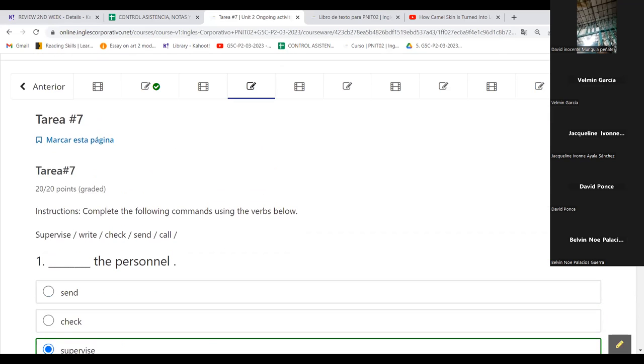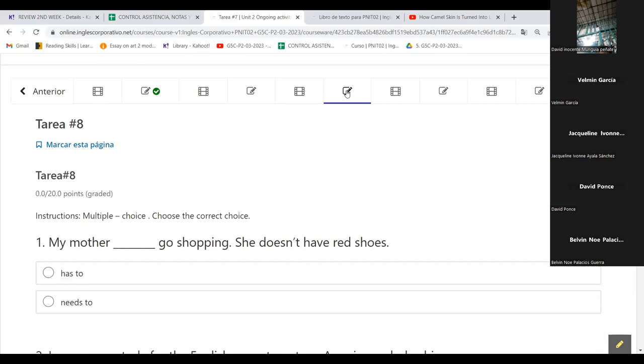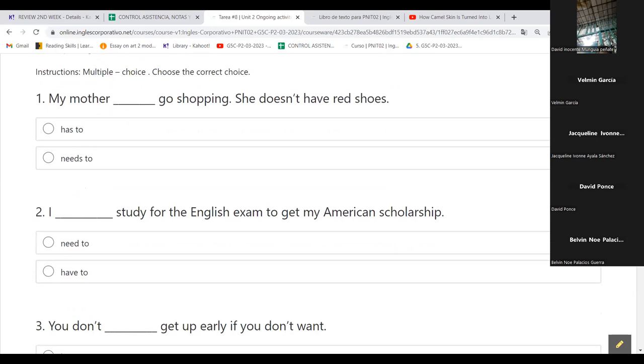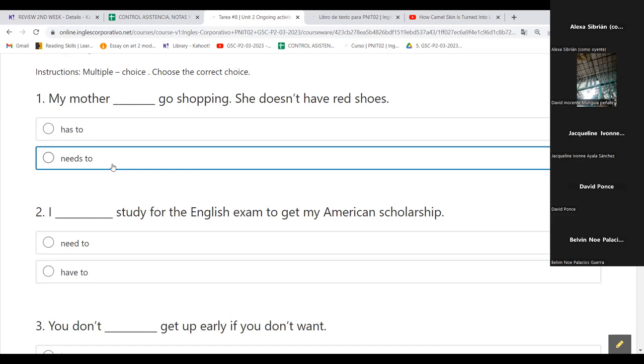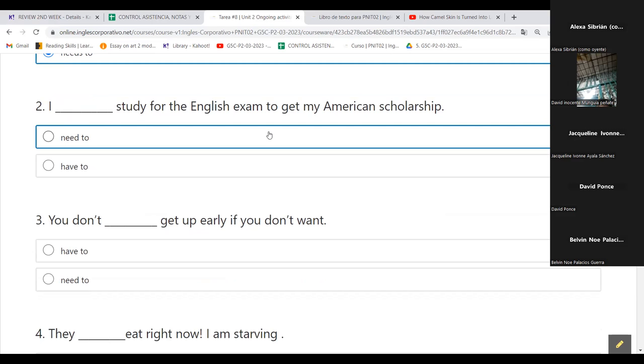Okay. Then we have homework number 3, which corresponds to Wednesday. Tenemos la tarea 8, perdón, que corresponde al día miércoles. Okay. Choose the correct choice. Escoja la opción correcta. My mother goes shopping. She doesn't have red shoes. Mi mamá ir de compras. Ella no tiene zapatos rojos. ¿Cuál sería? ¿Tiene que o necesita ir de compras? Needs to. Yeah, she needs to go shopping, right? Very good.